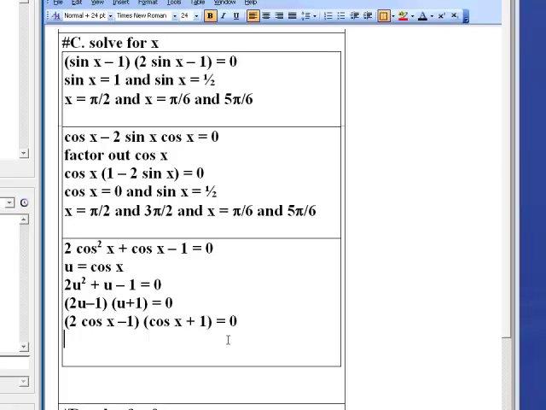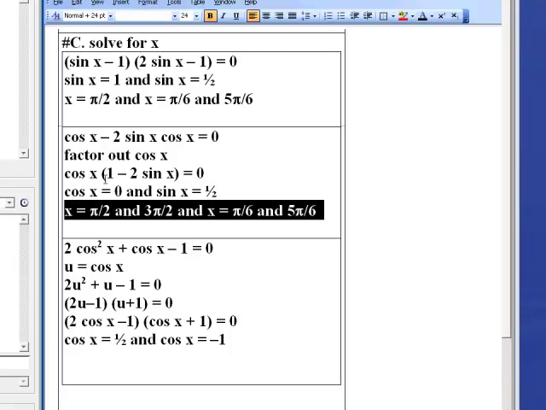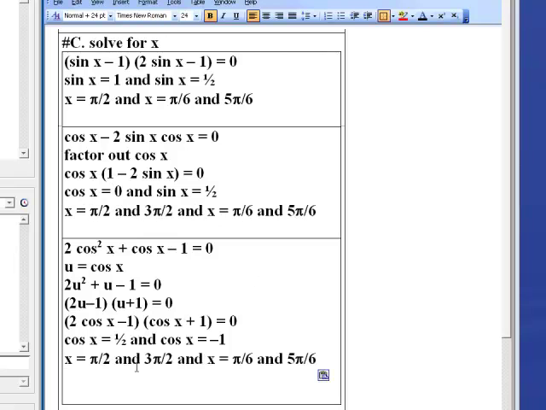And then, of course, the two solutions are going to be cosine x equals, get the 1 to the other side, divide by 2, 1/2. And the other solution is cosine x equals negative 1. And that means we're going to come out with solutions. I'm just going to copy these here from the previous one and see what I come up with. These are not correct, of course, yet.